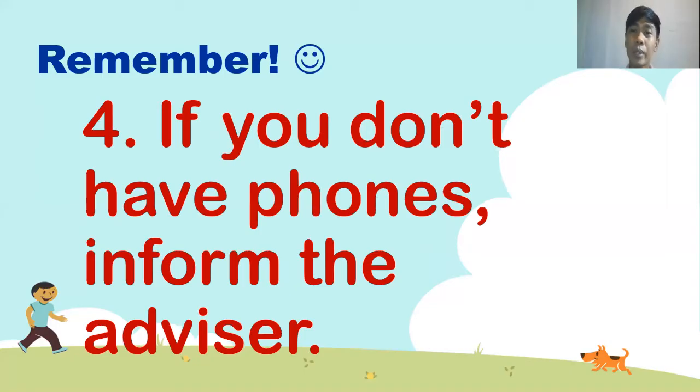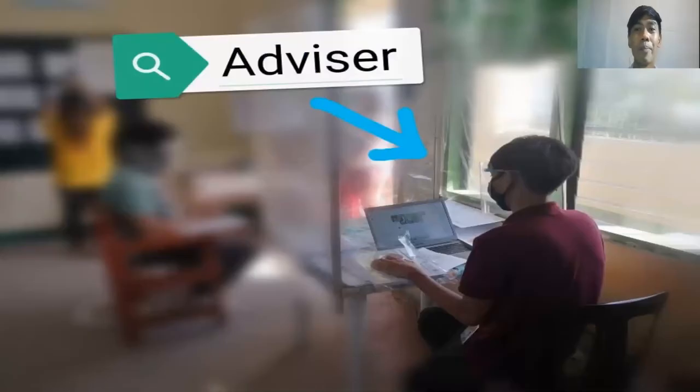Next, if you don't have phones, inform the advisor. You are passing each week to your designated advisor. We are very happy that the parents are doing it for their children because of this pandemic situation right now. Here's what you're going to do. Just talk with your advisor so the advisor will be able to tell the subject teachers and give your outputs to them, and tell them that you have no phones.